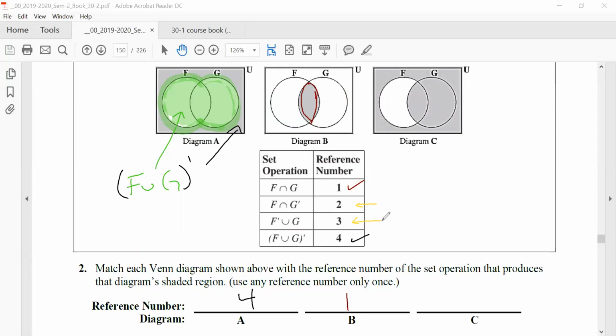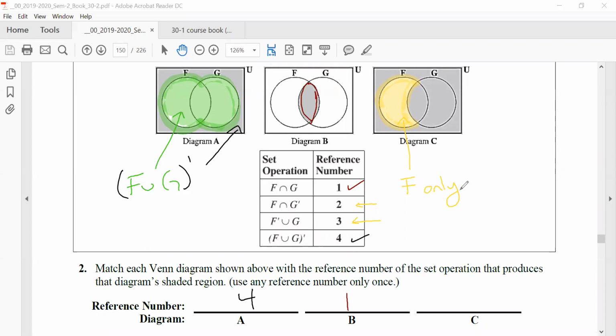Okay, what this is looking for here is, look at what I've got. That part there, this little moon shape here, that's F only. That's what that shaded region there is. They're the elements that are only in F. Right? Okay, so now I'm going to look at 2 and 3.